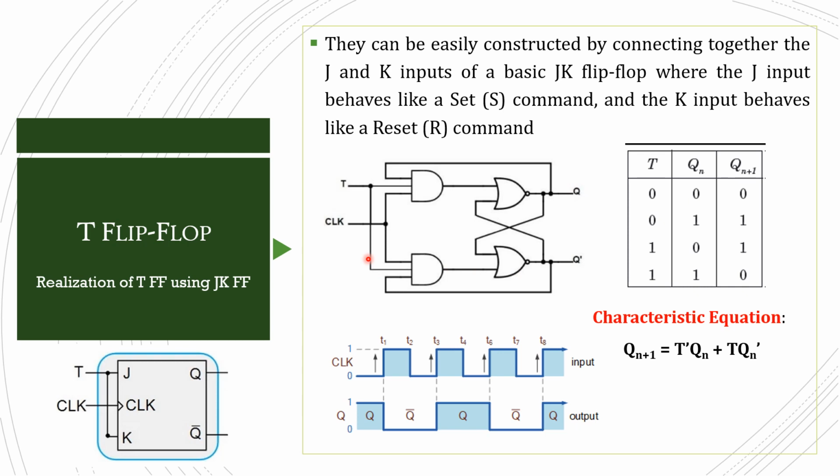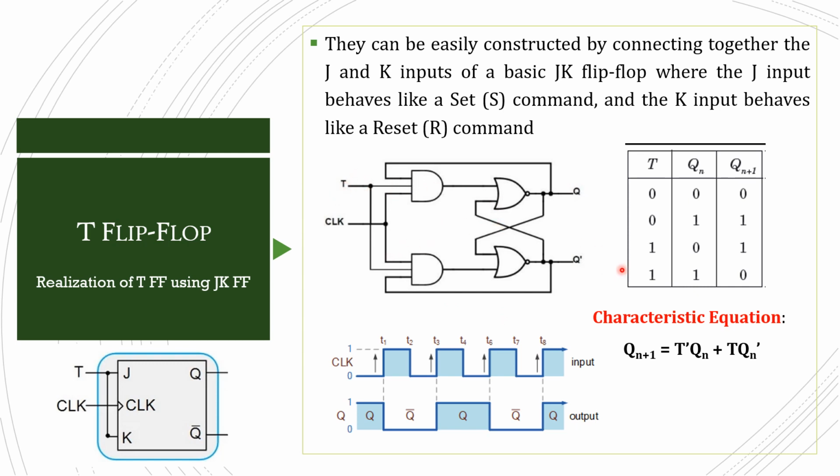T flip-flop can be easily constructed by connecting together the J and K inputs of a basic JK flip-flop, where the J input behaves like a set command and the K input behaves like a reset command. So this J and K are tied together. So when J is equal to K is equal to 1, it toggles its state, right? So this J and the K of the JK flip-flop is tied together to form a T flip-flop.